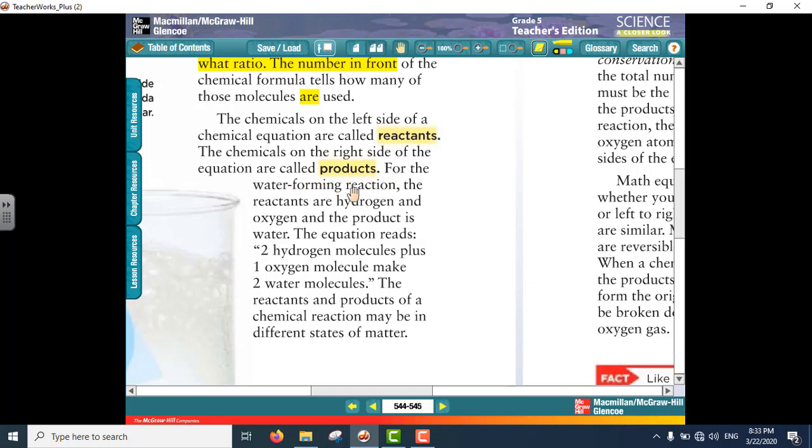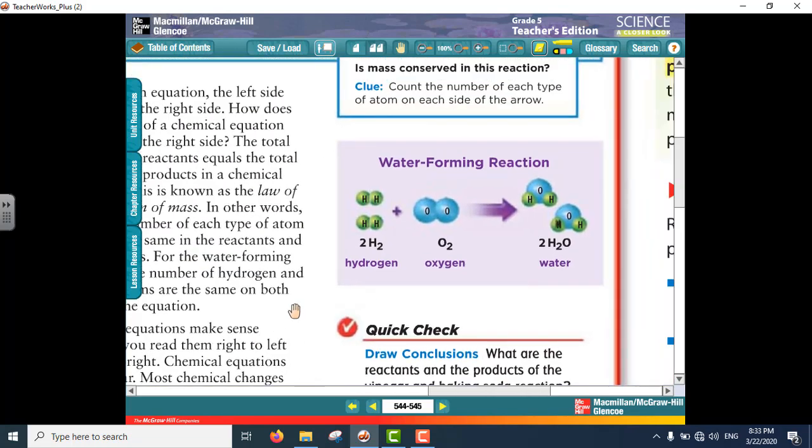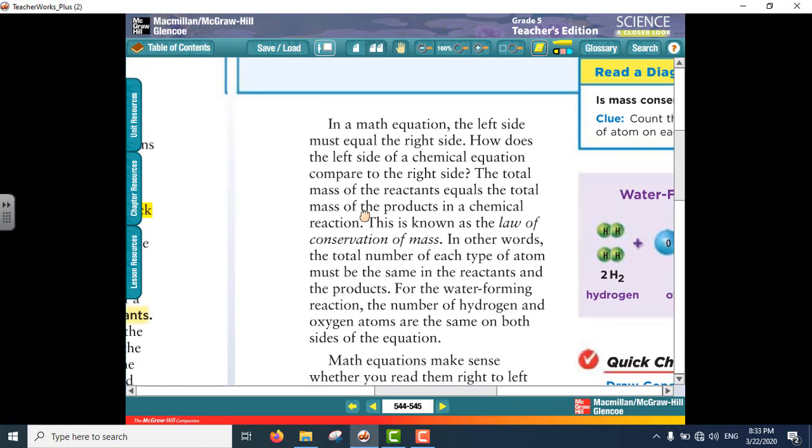For the water forming reaction here, this is the chemical equation. The equation reads: 2 hydrogen molecules plus 1 oxygen molecule make 2 water molecules. Yes, here we have 2 hydrogen molecules with 1 oxygen molecule produce 2 water molecules. Okay, this is the reading of a chemical equation.